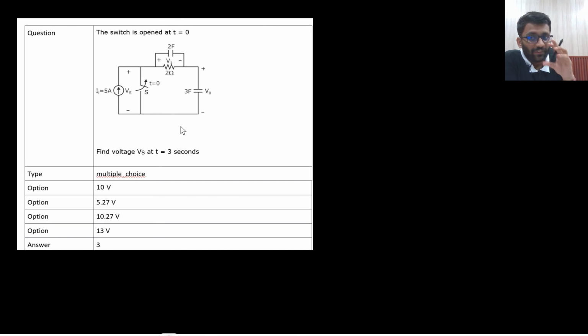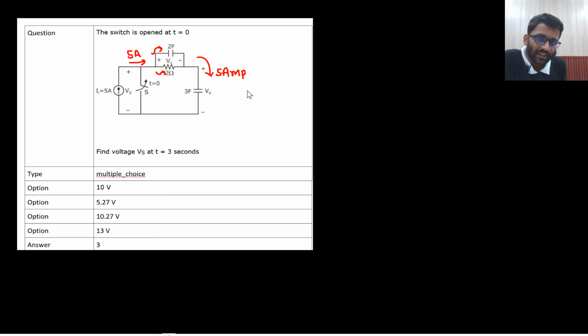What do you need to find? Vs, at t equals 3 seconds. The switch is opening at t equals 0. So what will happen? This 5 ampere current source is there. Now that will be divided into these two paths, these two branches. 5 ampere will be divided and then again added back.